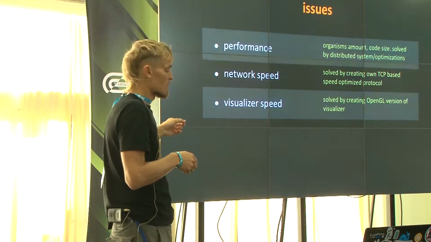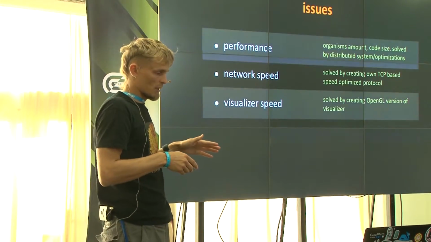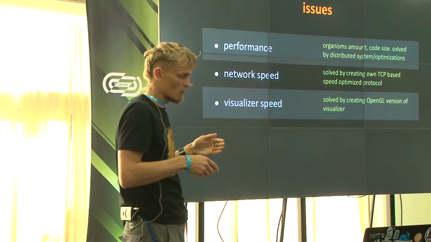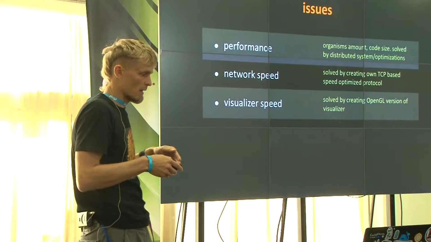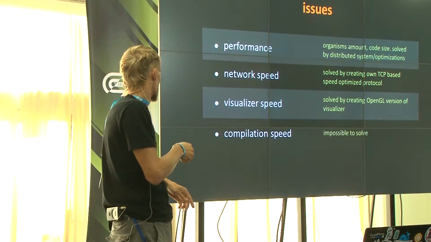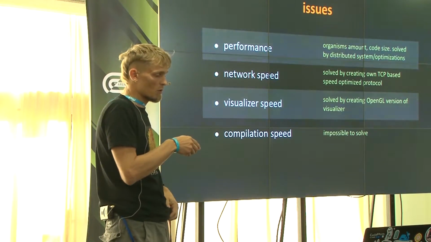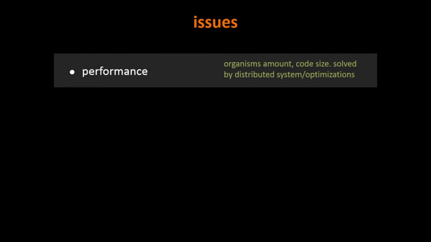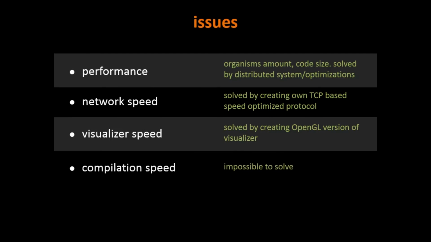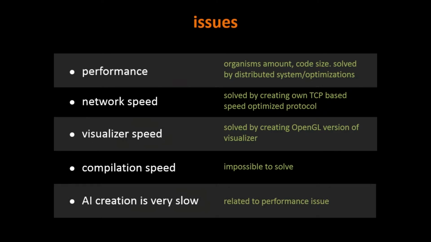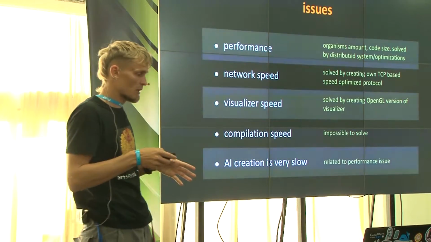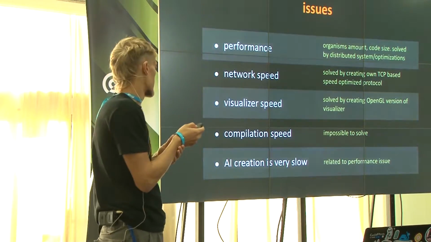The next is visualizer speed. This is not a real problem, but I tried to use Canvas. It's impossible because it's very slow. And right now I'm using the OpenGL Canvas for this. The compilation speed is also crucial because we have to recompile our code every time while the system is working. And the last and biggest problem here is that if we're talking about artificial intelligence, it's a very, very slow process.